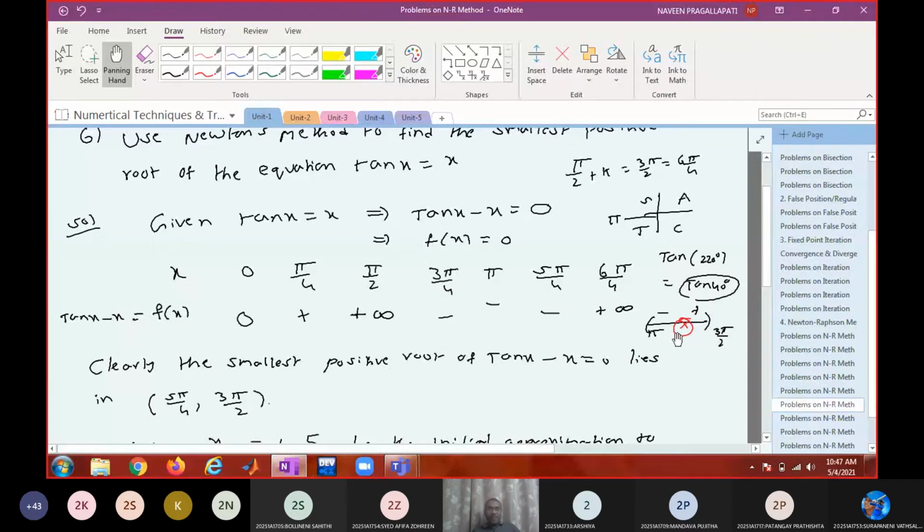Therefore, it has to be the smallest positive root. Do you agree? So you can say that root lies between pi to 6 pi by 4, or you can say that root lies between pi by 4 to 6 pi by 4, because at pi by 4, also at 5 pi by 4, it is still negative. So here I declare that the smallest positive root of this equation lies in the interval 5 pi by 4 to 3 pi by 2.